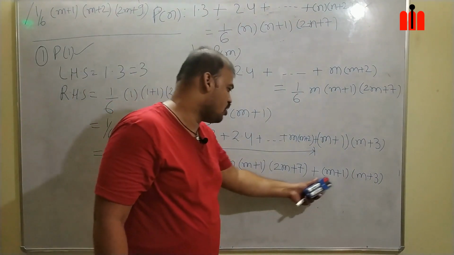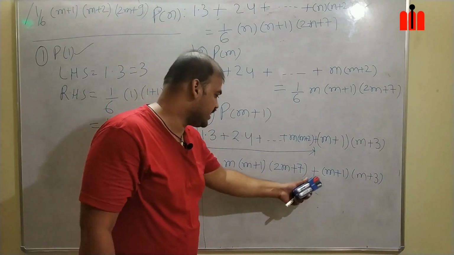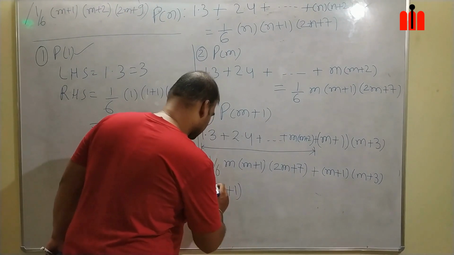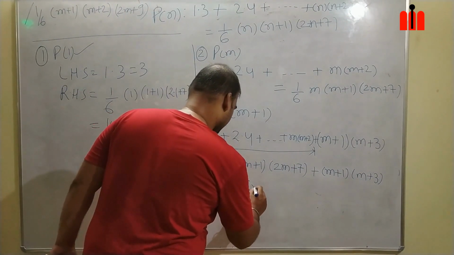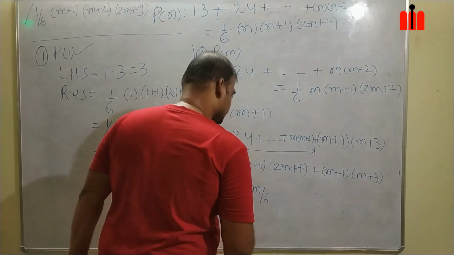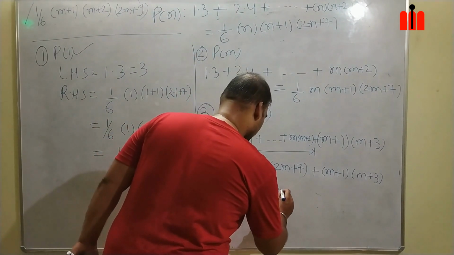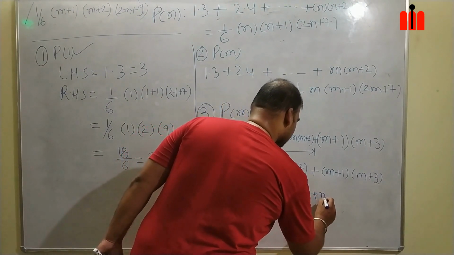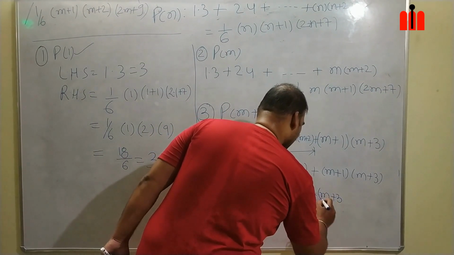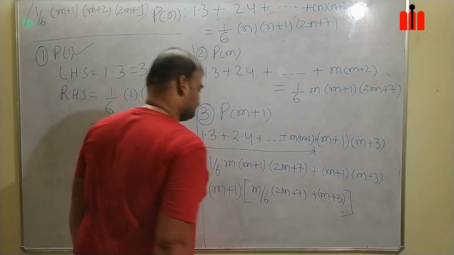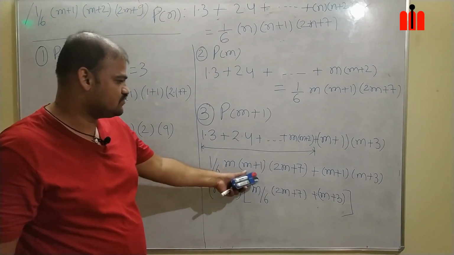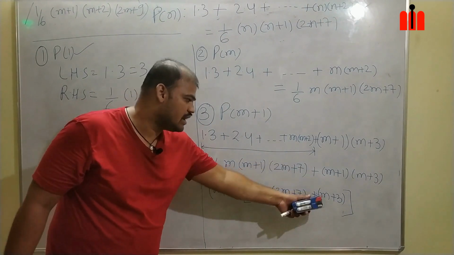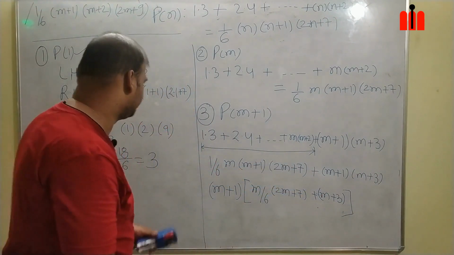Now take m plus 1 common from this. Okay, take m plus 1 common from this. Then it will be m plus 1 times m by 6, 2m plus 7 plus m plus 3. Okay, if you take m plus 1 common from these two, you will get m by 6, 2m plus 7 and m plus 3, right?